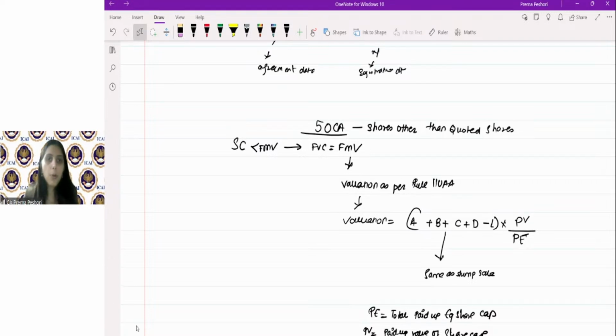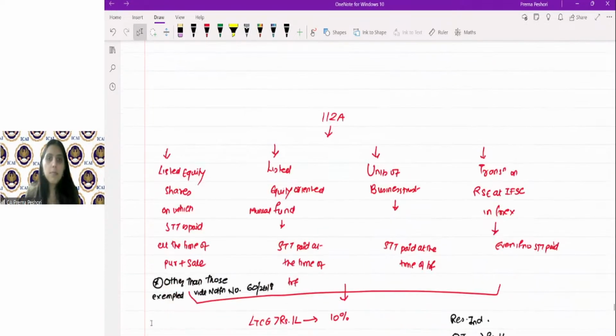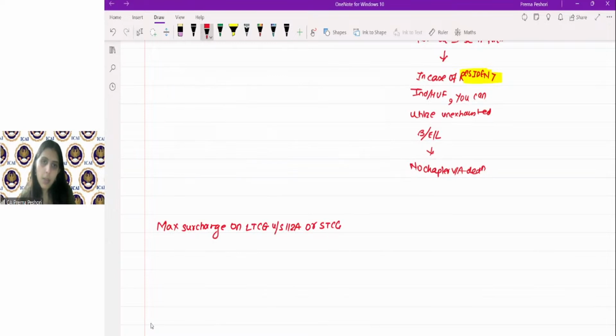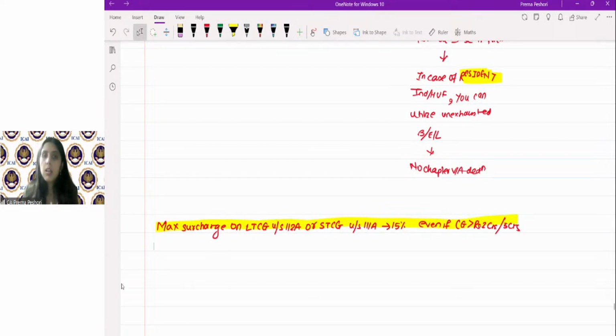So you can just write it down as a point over here. Maximum surcharge on long-term capital gain under 112A or short-term capital gain under section 111A is 15%, even if capital gain exceeds rupees 2 crores or 5 crores. Are we clear?